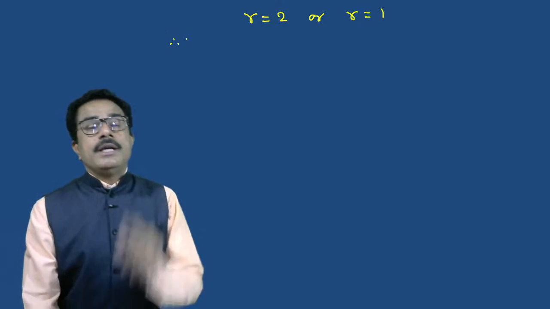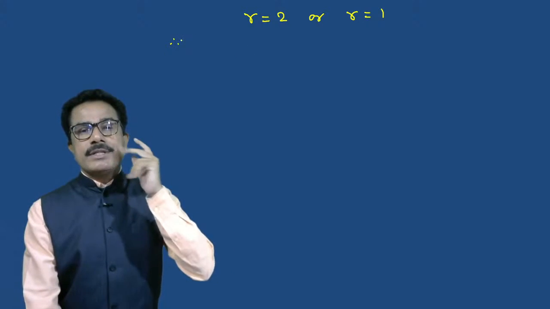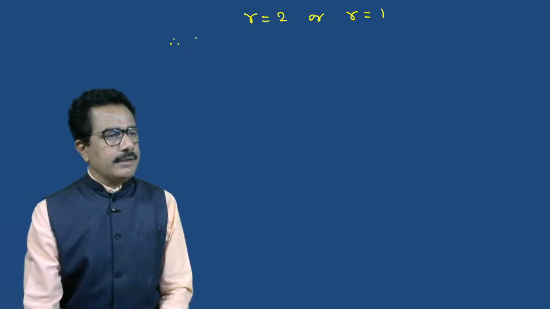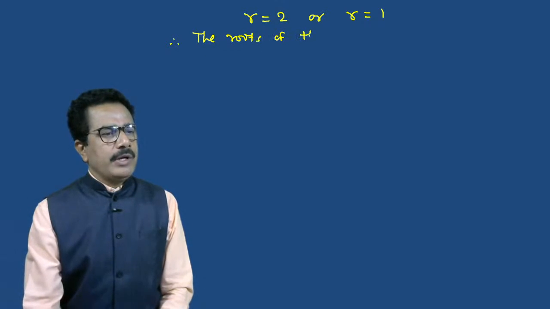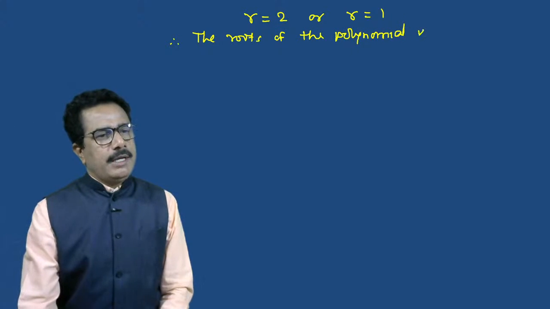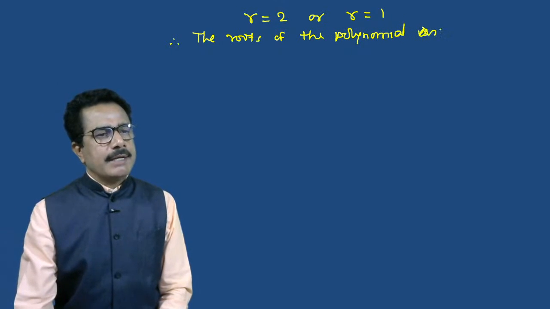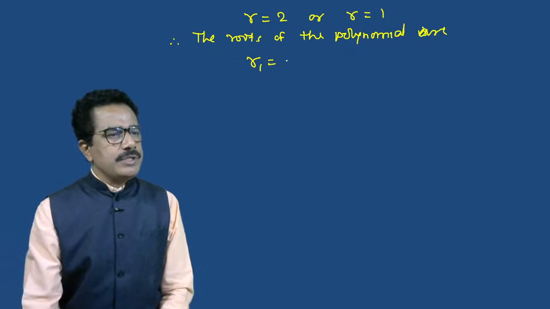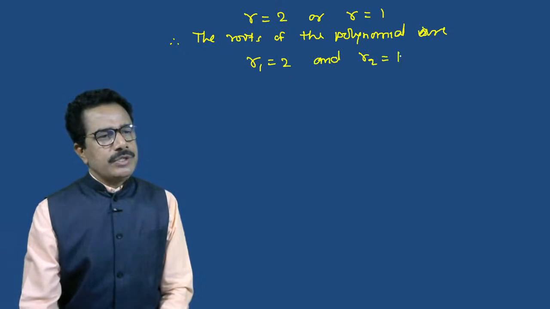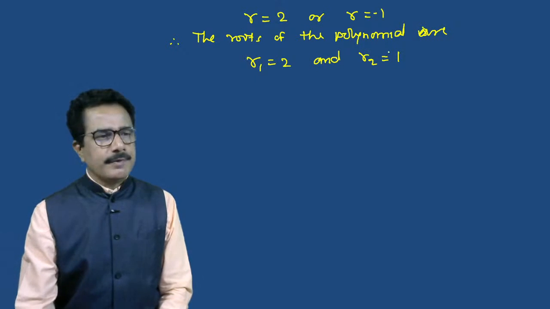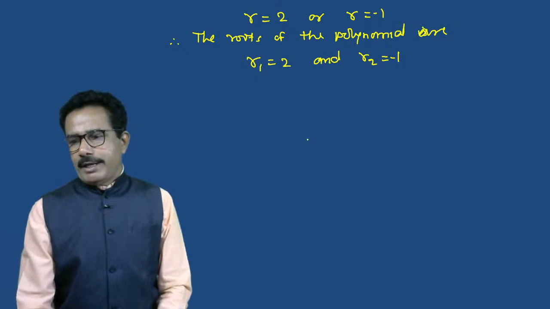So therefore this is the second order differential equation. So the roots of the characteristic polynomial are r1 is equal to 2 and r2 is equal to minus 1.